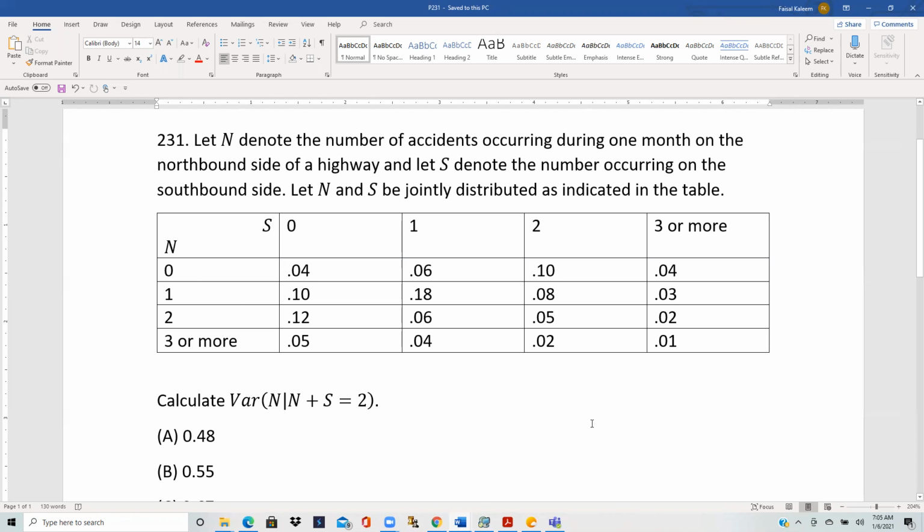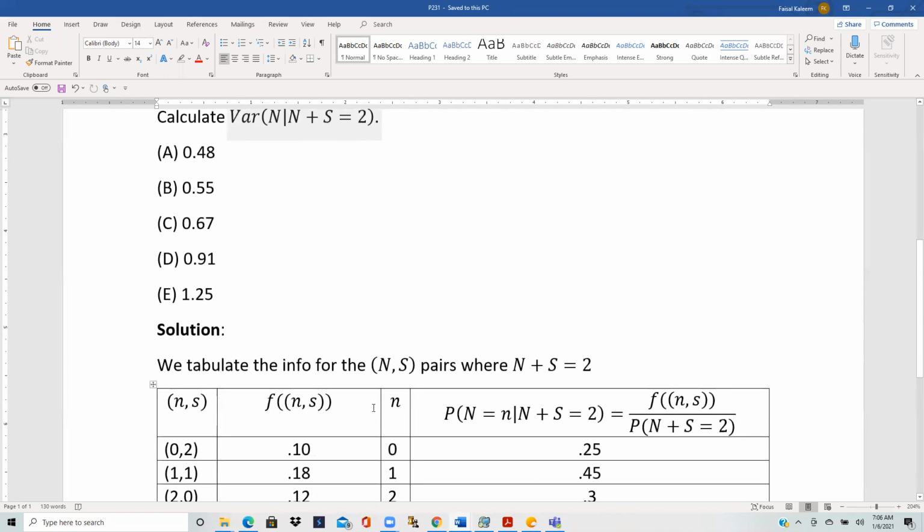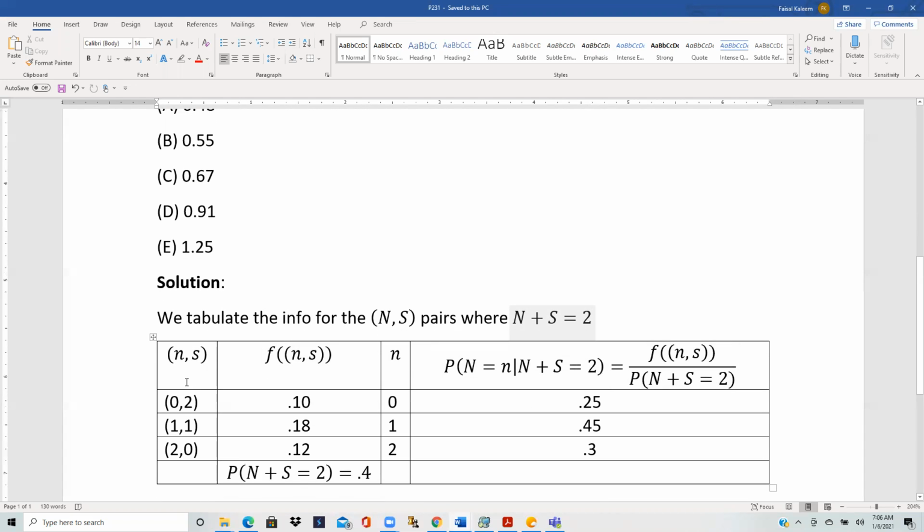So first, let's figure out which points have N plus S equals 2. Those are when N is 0 and S is 2, N is 1 and S is 1, N is 2 and S is 0. Those are the points where N plus S is equal to 2. Let's tabulate those: 0, 2, 1, 1, and 2, 0. The corresponding probabilities can be read from the table.